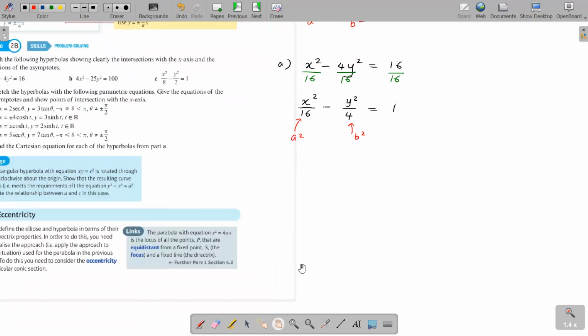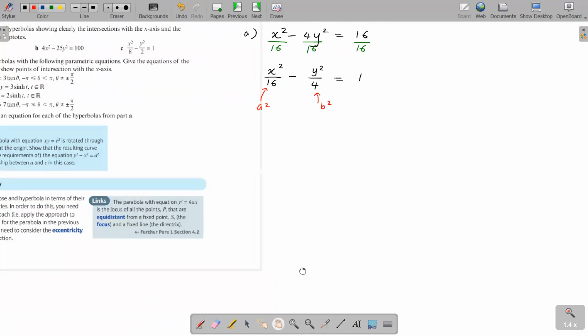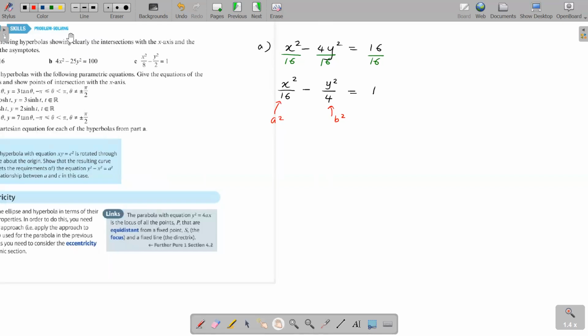So you remember how the hyperbola works. According to the image, you remember there are two asymptotes, right? Before I start drawing, shall we find the two asymptotes? What's the equation of the two asymptotes? Y equals plus or minus b over a x. These are things that you need to remember: y equals plus or minus b over a x.